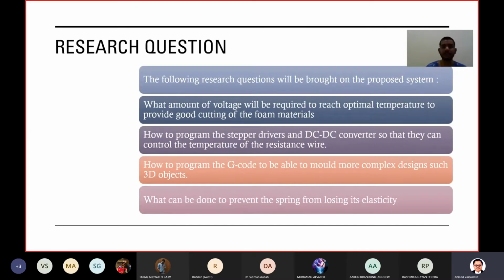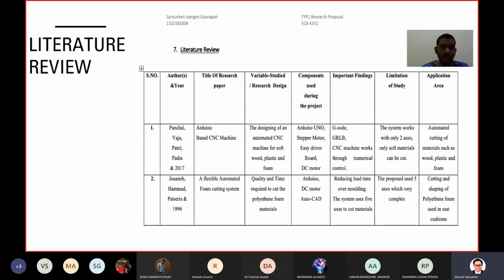How to program the stepper drivers and the DC to DC converters so they can control the temperature? How to upload and how to program the G-code to mold and cut more complex designs? And what can be done to prevent the spring from losing its elasticity? The spring, as you know, will be used to hold the hot wire.